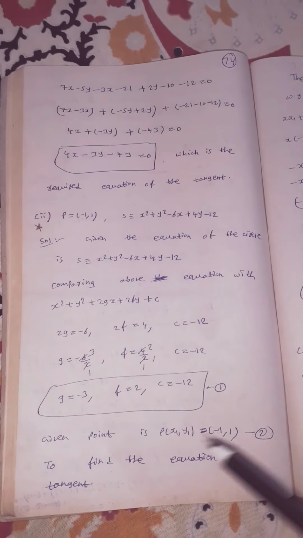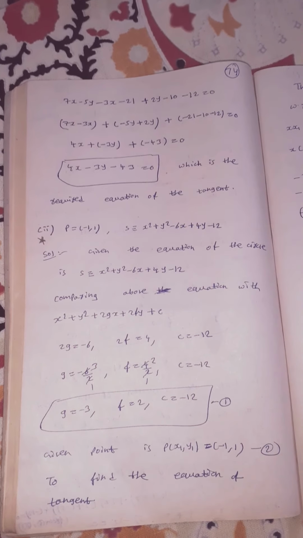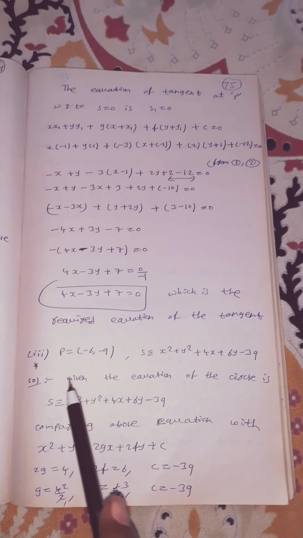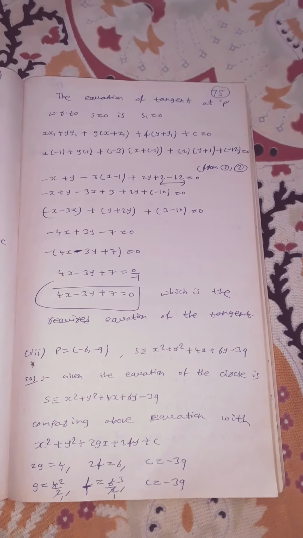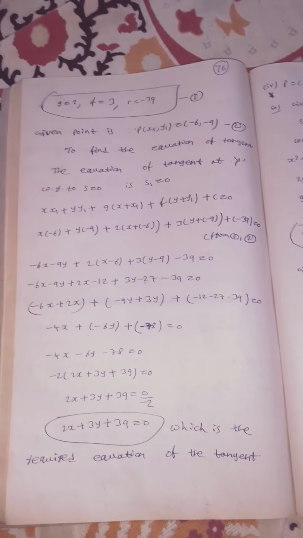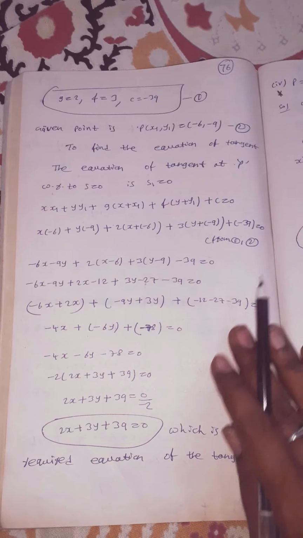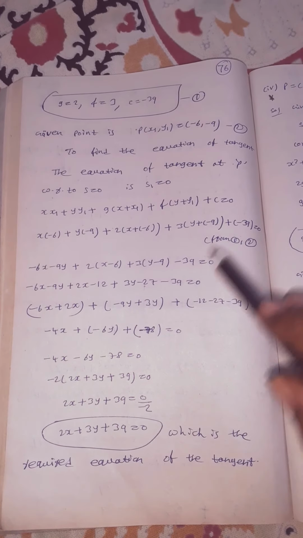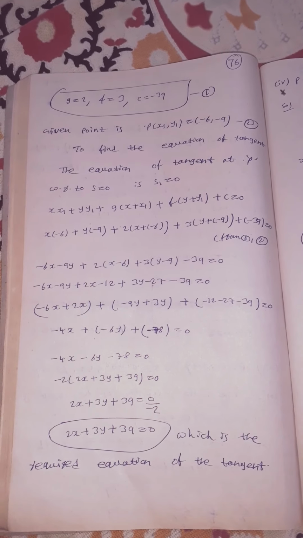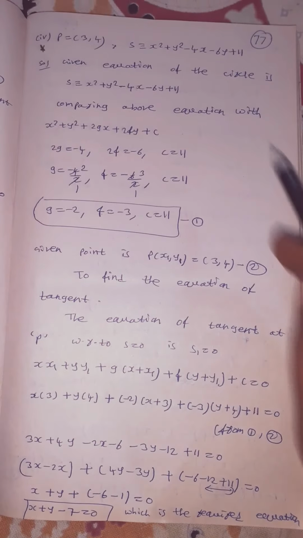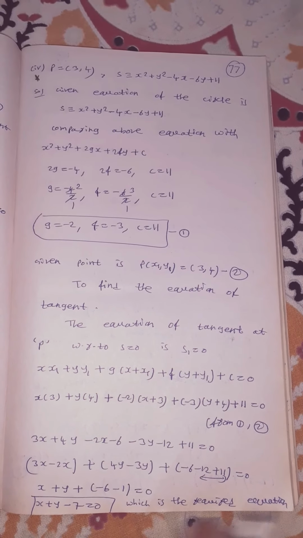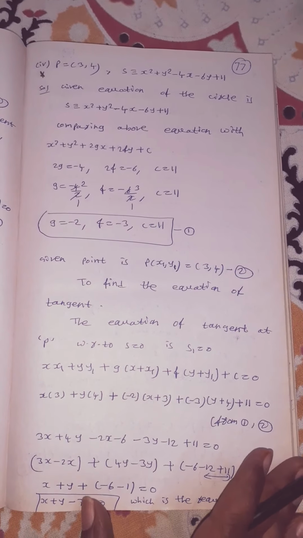Similarly you can do the second one, same process, children. After doing it you get the answer. In the third one, if you do it carefully with the same process I explained in the first problem, you get the answer. In the fourth one also, same process for the equation of tangent. So this is about the first one, children.